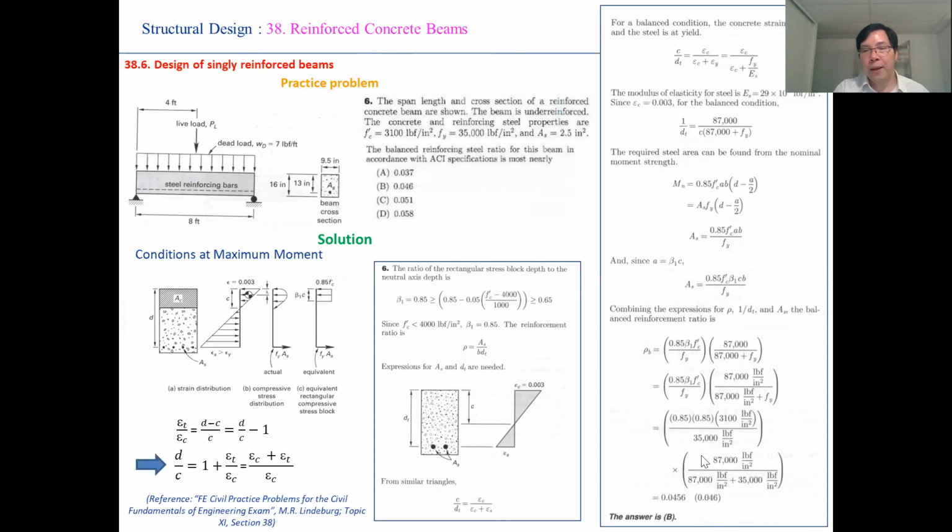the values of the parameters that you have, and you can find the result of Rho sub b equal to 0.0456. So when you compare the final result with the different solutions, you can see that the good response for this practice problem is B, 0.046.